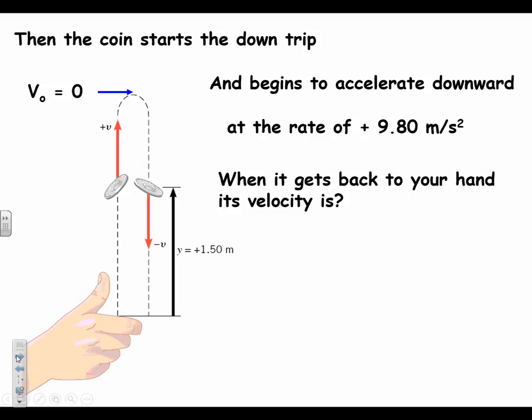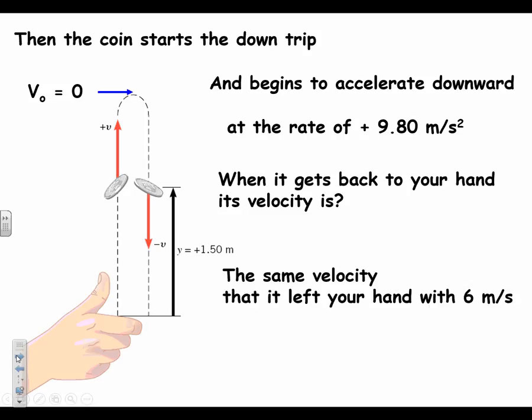So what's its velocity when it gets back to your hand? Well, if it's the same exact distance as when you tossed it, it's going to have the same amount of time to decelerate to 0 as it does to accelerate from 0. So it should be the same velocity as it reaches your hand again. Should be 6 meters per second. That's because that time is the same. And if it has the same amount of time to accelerate as it does to decelerate, then it should be able to reach the same speeds, because they're both starting from 0.